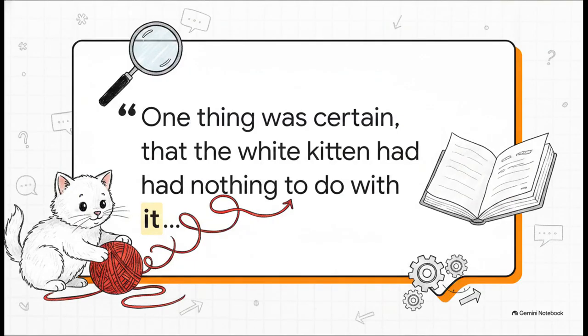A perfect example of this is the opening line of Lewis Carroll's Through the Looking Glass. It reads, "One thing was certain, that the white kitten had had nothing to do with it." Notice that cataphoric "it." We are just thrown right into the middle of a conversation. We don't actually find out until 2 paragraphs later that it refers to unwinding a ball of wool. This false cohesion forces the reader's brain to track forward, cementing total immersion in the text.